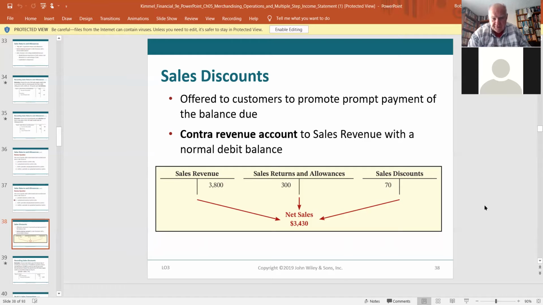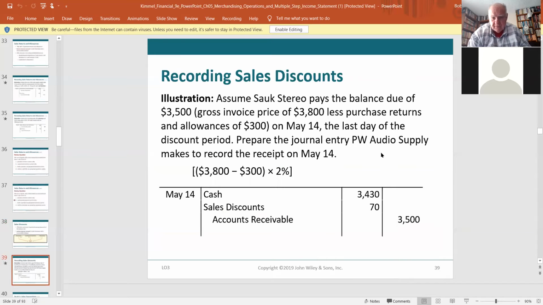Here is our famous 3,500. Here's our famous 3,800 in revenue. And then there was a return of 300, which brought the balance down to 3,500. There's our 2% discount, $70. Here we go. We received a check in the mail for just $3,430, but that takes care of a total debt of $3,500. The difference is sales discounts.